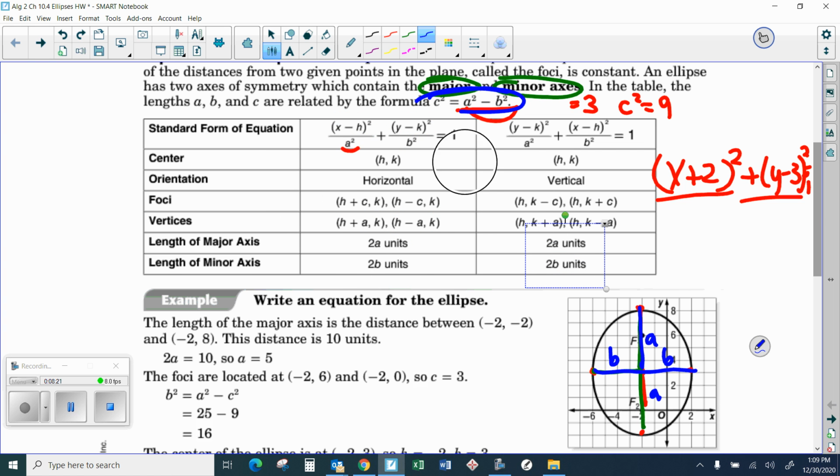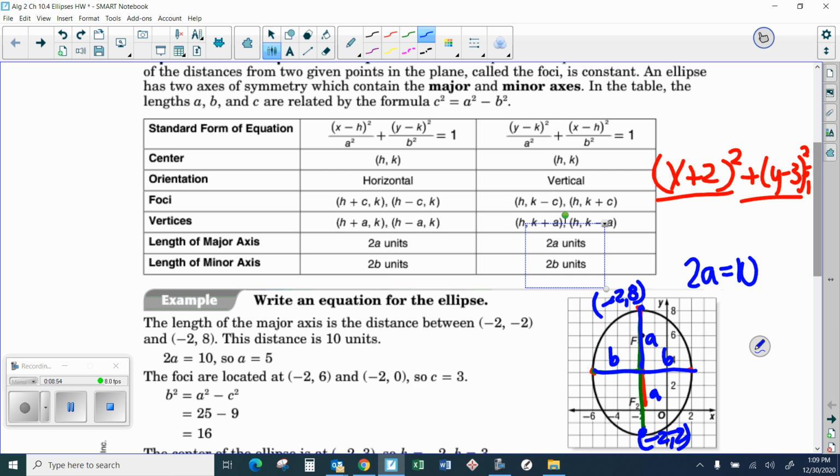Okay, so now let's go ahead and look at this problem right here. Write an equation for the ellipse. The length of the major axis is the distance between -2, this point right here, and -2, 8. So from -2, 8 to -2, -2. How far is it from -2 to 8? A total distance of 10. So 2a equals 10, and so a equals 5. Well, don't forget what goes underneath here is a squared. So what's 5 squared? 25.